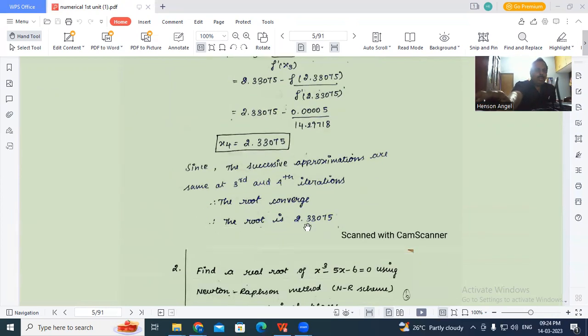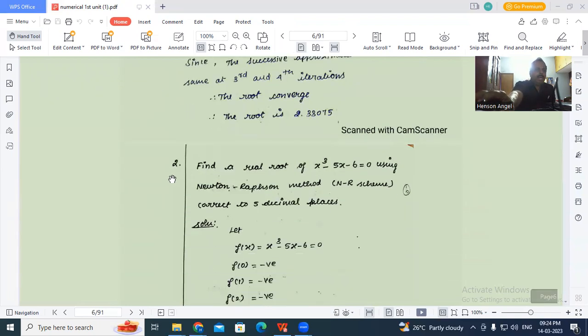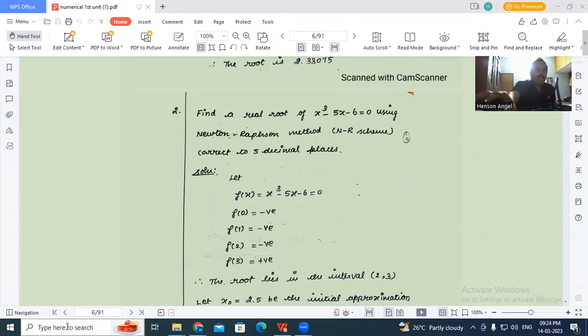Therefore, the root is 2.38075. This completes the first problem. Similarly, we can do the third problem.